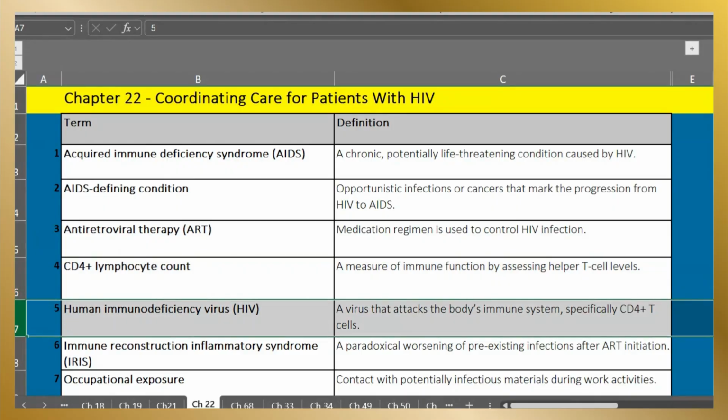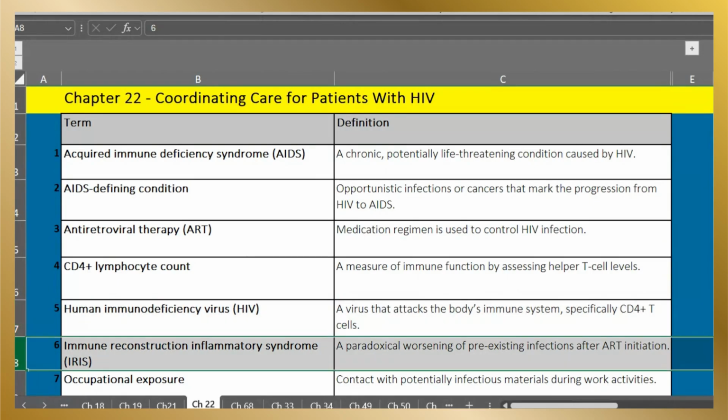The human immunodeficiency virus, HIV, is a virus that attacks the body's immune system, specifically CD4 plus T cells. HIV leads to AIDS if untreated. It is spread via blood, semen, vaginal fluid, and breast milk. Early treatment is essential.